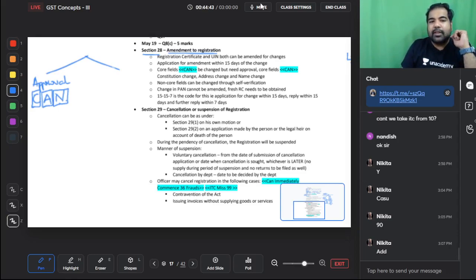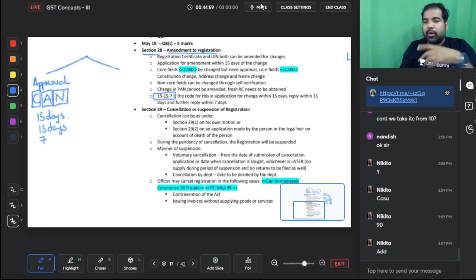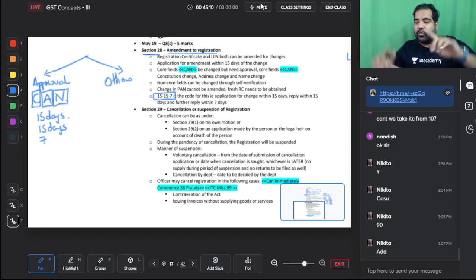This is basically, the hotline number is 15-15-7. That means once a change has happened, like your address has changed, within 15 days you will apply. Then the officer gets 15 days to come back with queries, and you have 7 days to reply back to him. Days are not important here, but just remember, for CAN you need approval. And for the others, you don't need approval. You can just go online, make the necessary changes, and you'll get a fresh registration certificate. You have to just take a print and put it up wherever you want to put it up.